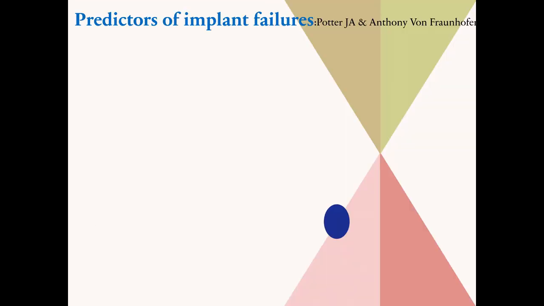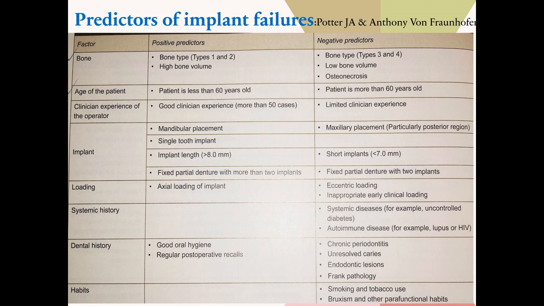Coming to the factors that predict the implant prognosis. So it was Potter J.A. and Anthony von Fraunhofer who proposed the predictors of implant failures in 2005. So there are 8 factors. The first one is the bone type. That is, we know that D1, D2 are positive predictors, whereas D3, D4 type bone is a negative predictor.